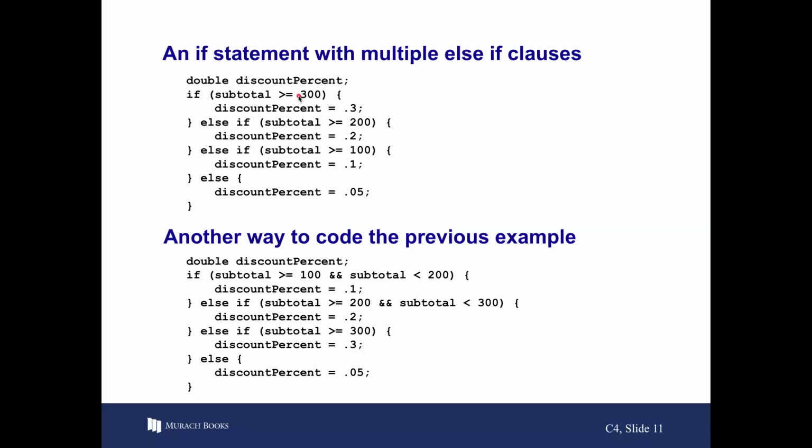In this case, we're checking down, and so greater than or equal to 300, greater than or equal to 200. Anything that's greater than 300 is also going to be greater than 200. So you want to make sure that you're checking these in the right order so that you don't get a logical error. In the other case, we're checking from the bottom up instead of from the top down, and so we're checking ranges using the AND operators.